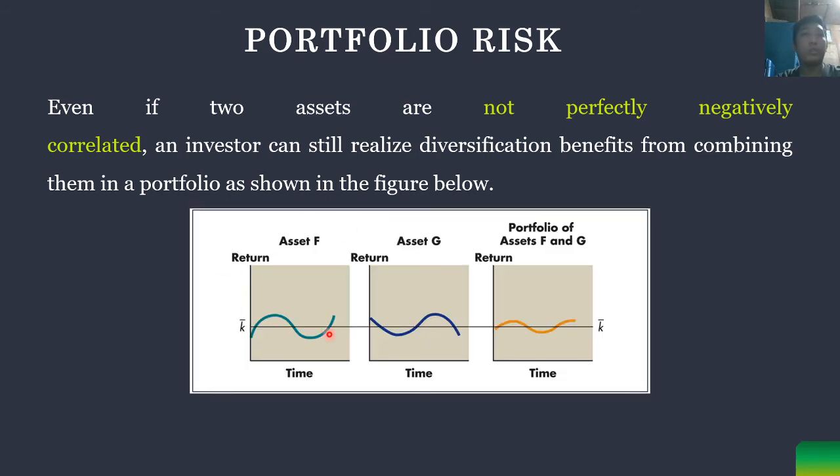So, as shown here, for example, we have two assets F and G. So, ito yung return on asset F. Ito yung return on asset G. So, kung mapapansin nyo, class, hindi naman siya perfectly negatively correlated or yung exactly mirrors. Okay? However, since they are moving in the opposite direction, pwede pa rin yan maging diversification. So, combined portfolio of assets F and G. So, yan. Okay? So, mas naging stable.